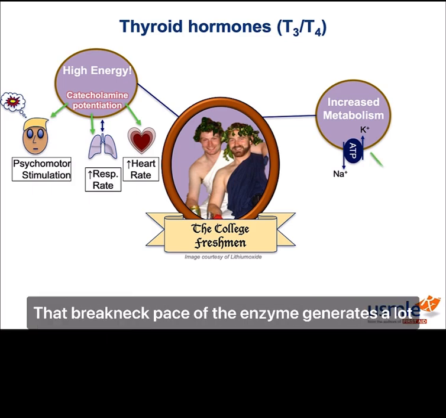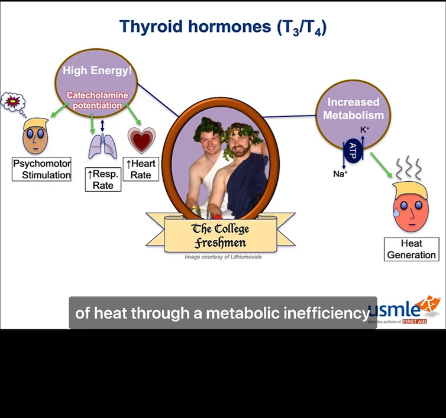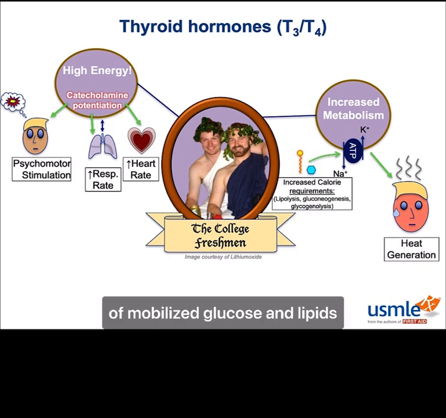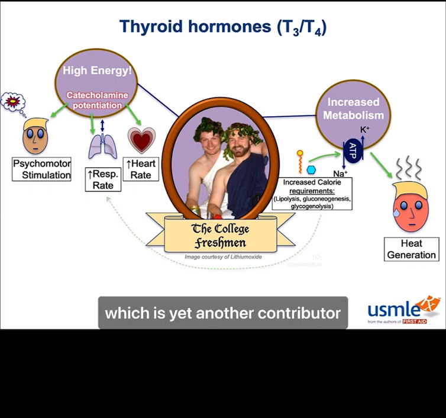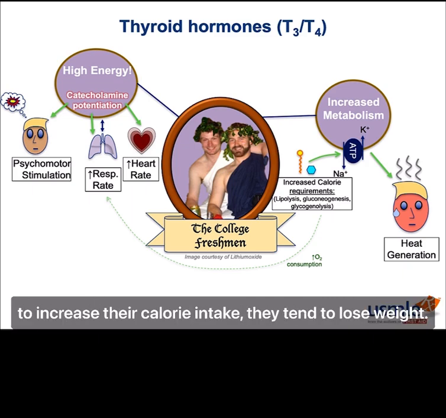That breakneck pace of the enzyme generates a lot of heat through metabolic inefficiency, but requires additional fuel in the form of mobilized glucose and lipids to support the ATP generation. Of note, the increased metabolic rate also increases the rate of oxygen consumption, which is yet another contributor to the increased respiratory drive.